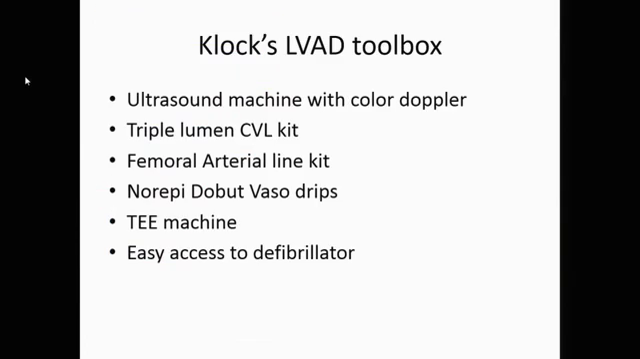All right. My colleague Alan Klock has said, every time I take care of an LVAD, this is what I'm going to have in the room. And so this is what I call Alan Klock's LVAD toolbox. I encourage all of you to assemble all of this stuff if and when you're taking care of a patient who's got an LVAD. An ultrasound machine with color Doppler, because it will help you assess whether the patient's alive, as well as measure the blood pressure. A true central line, which is going to be your access to go to. A femoral A-line kit, whatever you use at your shop. Norepinephrine, dobutamine and vasopressin drips. A TEE machine, and a defibrillator.